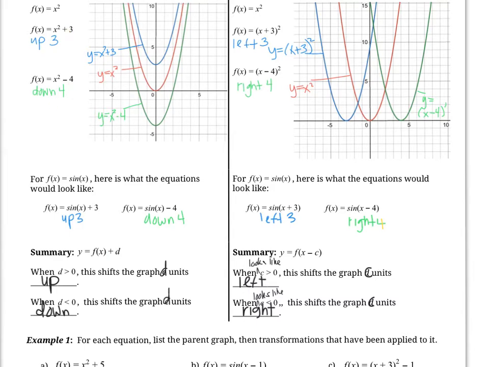This makes sense. Any adding or subtracting inside the function where the x is, it's going to move it left and right. And this one's opposite than what we think is going to happen. When it's positive, it actually goes left, and when it's negative, it goes right. So when we're adding and subtracting on the outside, everything's normal. On the inside, everything's opposite what we might think it is.